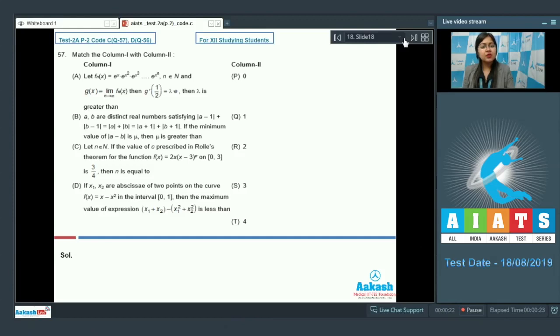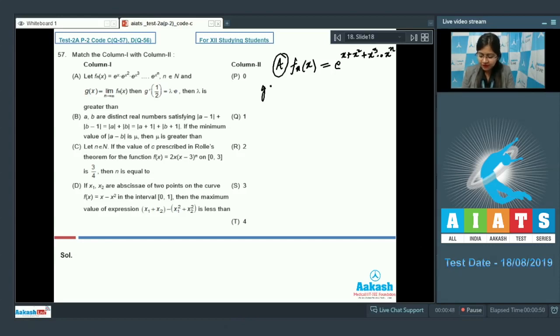Let's now discuss column matrix match question 57. Option A says that f_n(x) is given to us, g(x) is also given, then g'(1/2) is what we have to find. So f_n(x) is equal to e raised to the power x plus x square plus x cube and so on up till x raised to the power n.